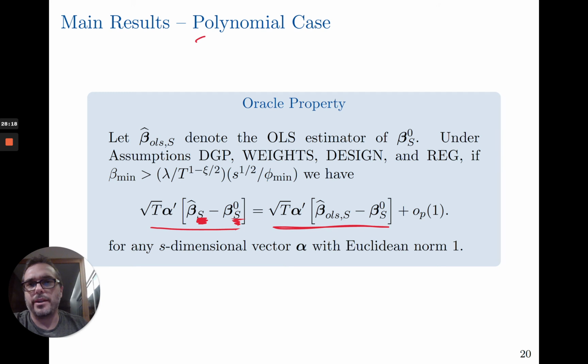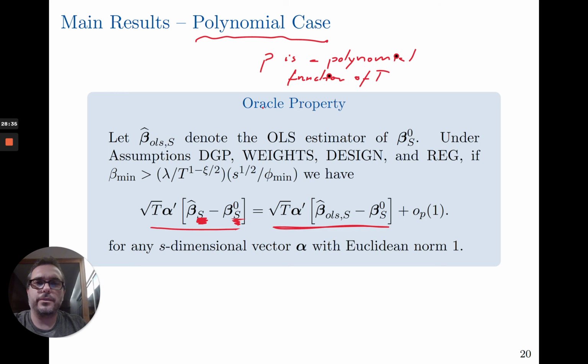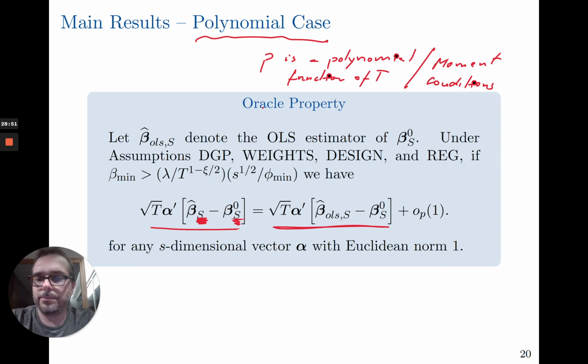What's the polynomial case? It is that P, the number of variables, is a polynomial function of t. So for that, what we need are moment conditions only. We don't need the distribution of the variable, the joint distribution. We just need moment conditions.